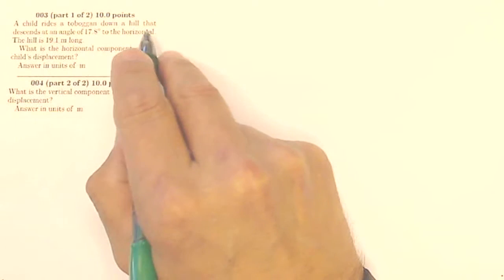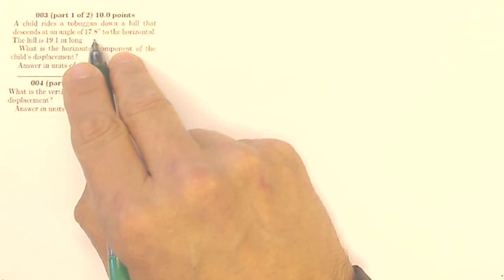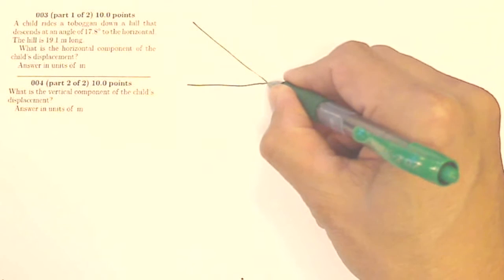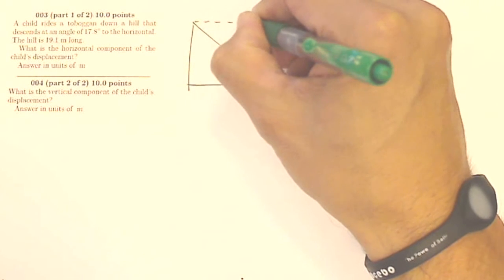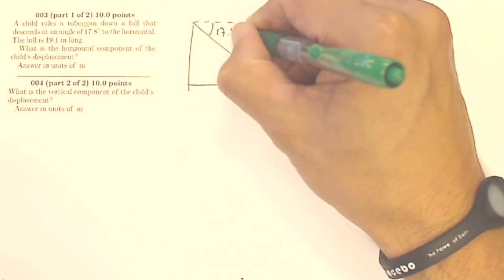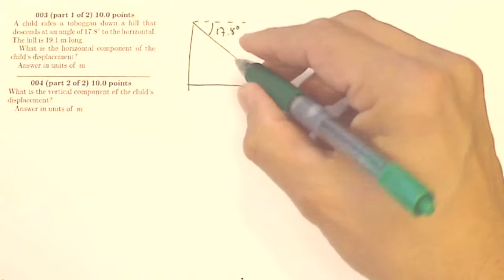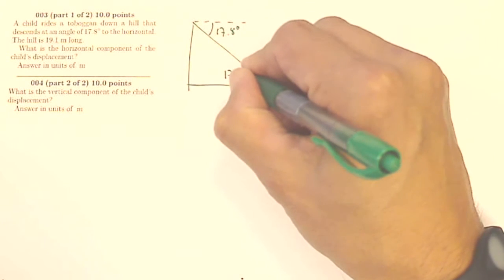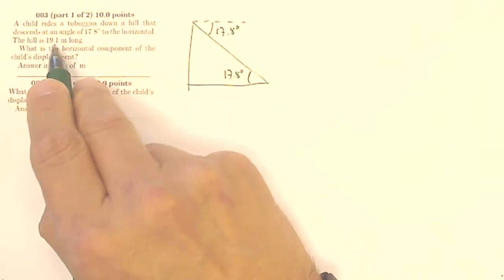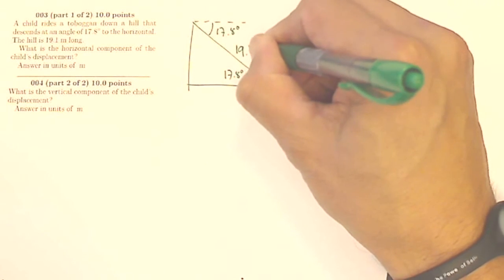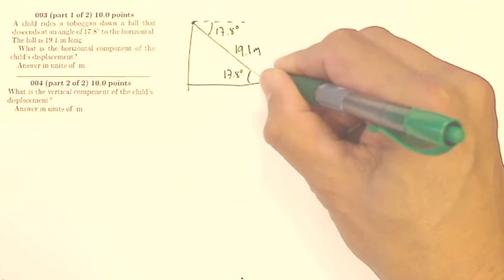This is AP Physics Homework 2.5, questions 3 and 4. It says, a child rides a toboggan down a hill that descends at an angle of 17.8 degrees to the horizontal. So here's my hill, and it descends at 17.8 degrees. So I know this is 17.8 degrees. Well, just to put that into my triangle, I know that opposite interior angles means that this is also 17.8 degrees. The hill is 19.1 meters long, so this 19.1 meters is my displacement, and I know he's going from the top to the bottom.